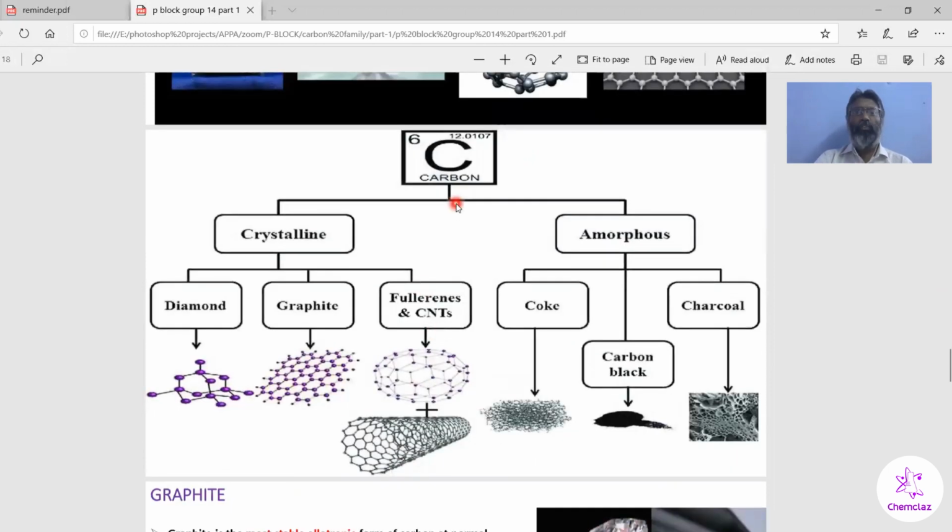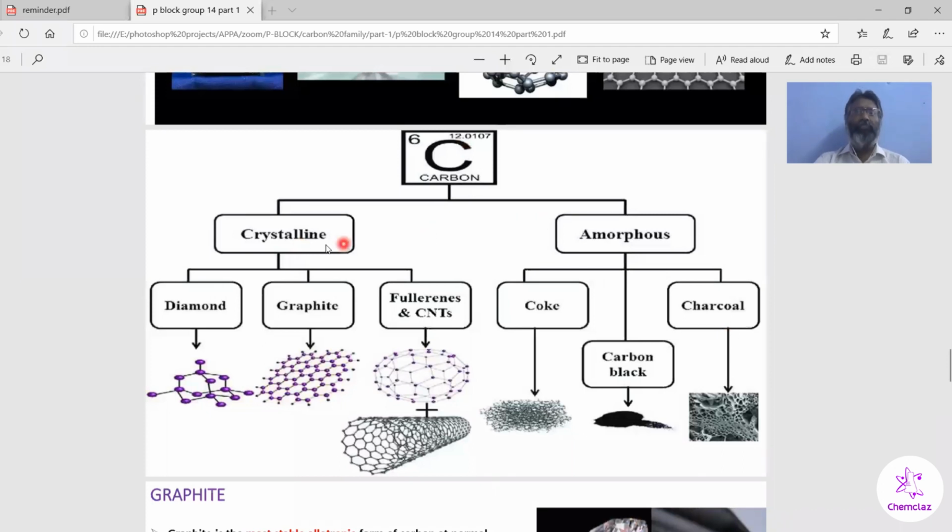You can see the flow chart: carbon, crystalline form, amorphous form. In the crystalline form, there are diamond, graphite, fullerene and CNT. CNT means carbon nanotubes, and this is the structure of carbon nanotubes. All are crystalline in nature. And amorphous forms are coke, carbon black and charcoal.